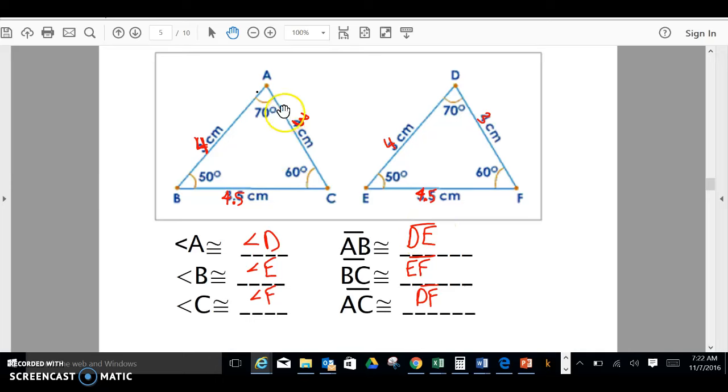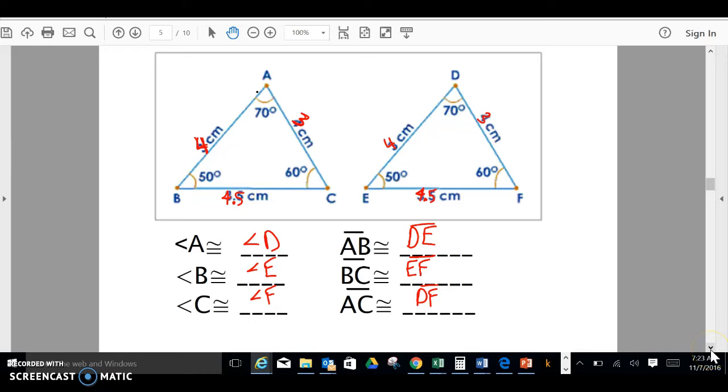And then we look at the sides. Side AB, not angle. Side AB is 4, and side DE is 4. Those are corresponding sides. So AB is congruent to DE. Then we look at BC and EF. I notice they're 4.5, so those are corresponding to each other. So BC is congruent to EF. And then I look at AC and DF, and they're both 3. So AC is congruent to DF.